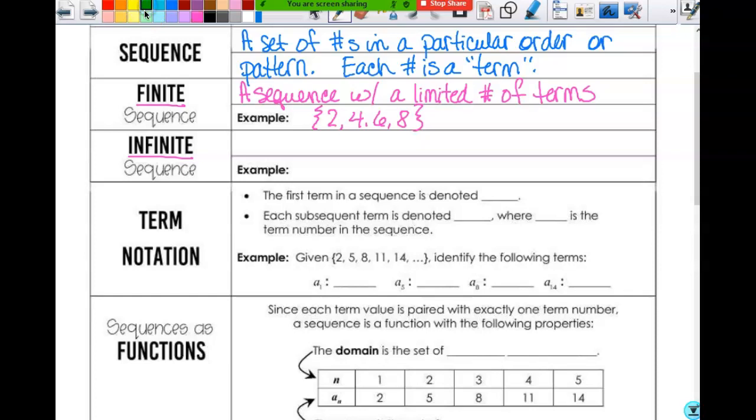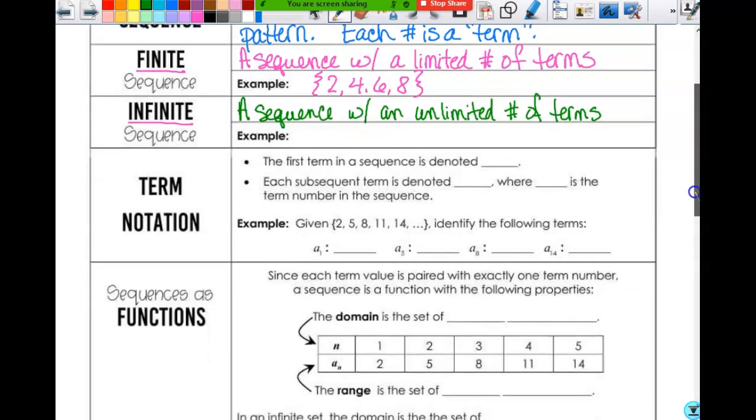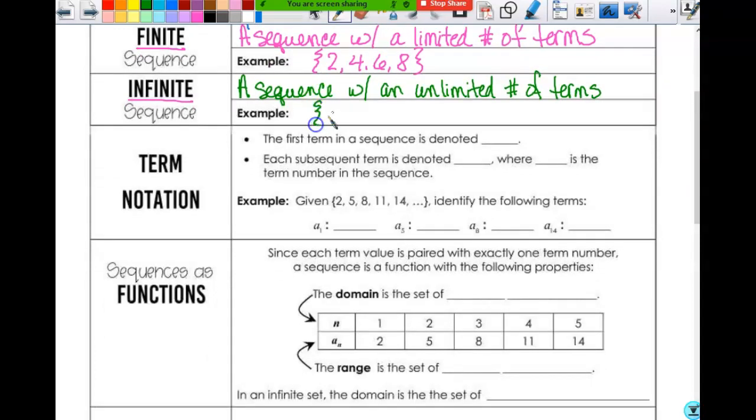Okay. Infinite would be a sequence with an unlimited number of terms. So this one may look like 2, 4, 6, 8, ... and then we would just know the pattern to go on and continue and make it go on forever. So definitions and notation are going to be a big thing today.